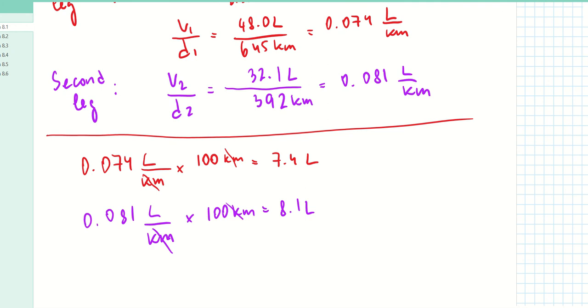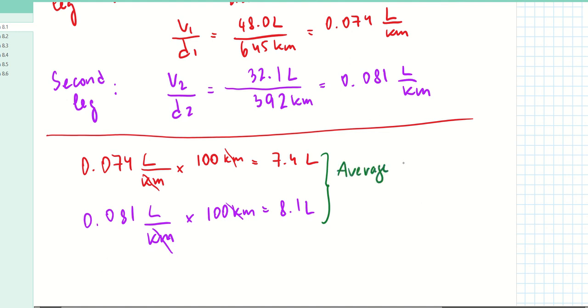Well, let's compare it by taking the average and see if it matches our user manual. So let's do 7.4 plus 8.1 over 2. So our average ends up being 7.75 liters per 100 kilometers. So that's what we end up getting.